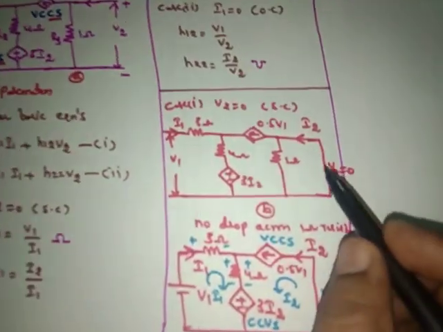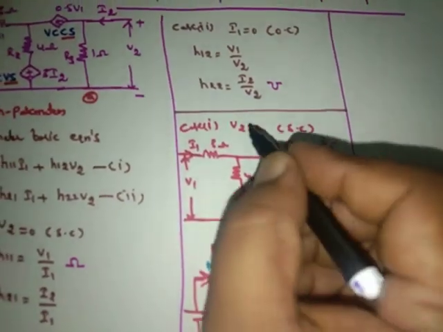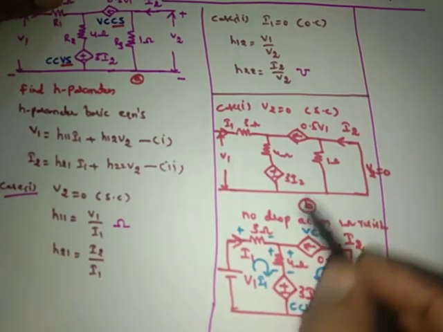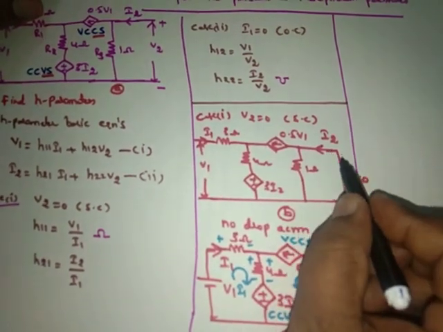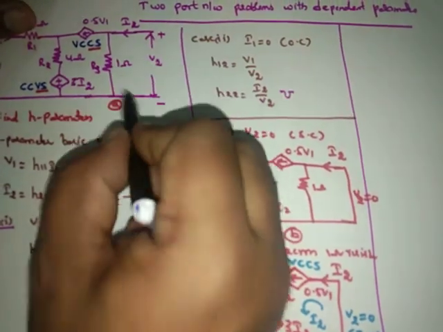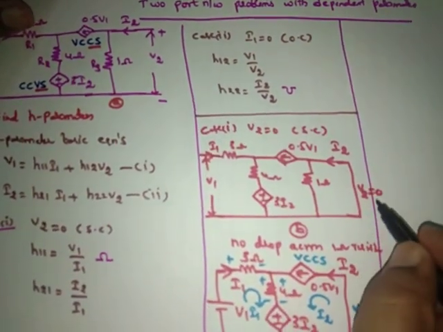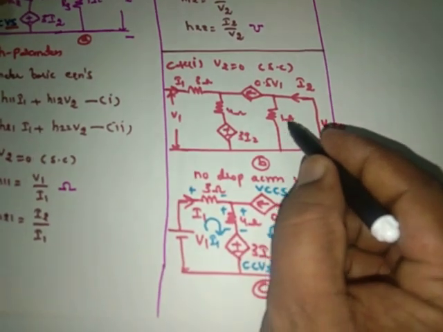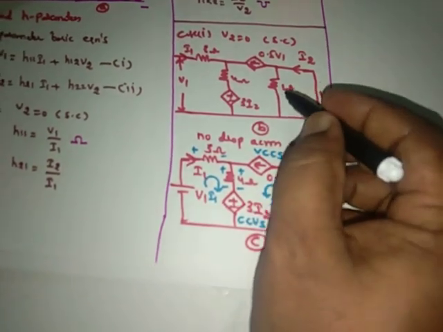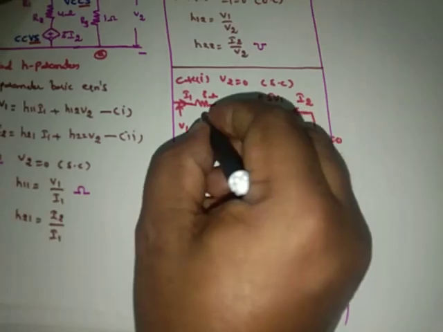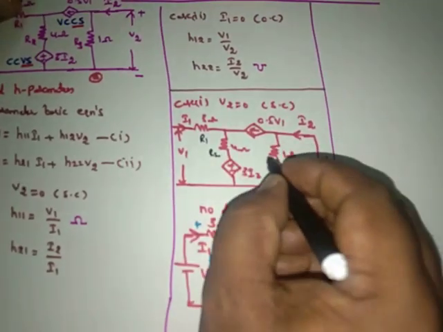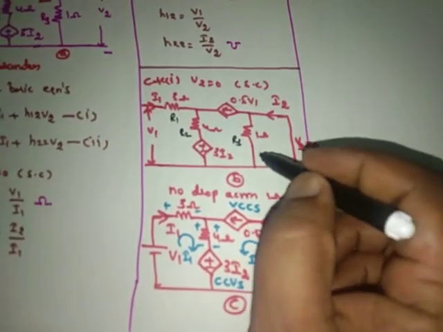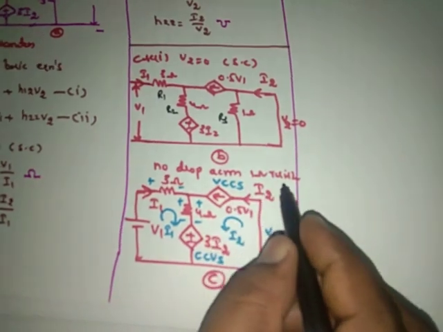This is the given problem, and apply case 1. Case 1 is V2 is equal to 0. When V2 is equal to 0 it means short circuit. Draw this one, here this is a short circuit, V2 is equal to 0. When this is a short circuit, there is no drop across the 1 ohm resistor R3, so there is no significance of the 1 ohm resistor here.